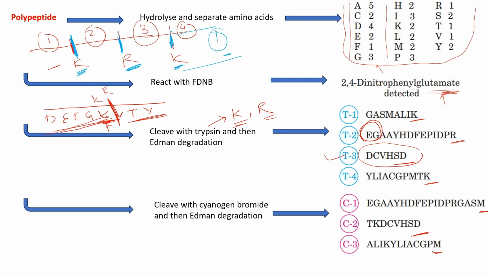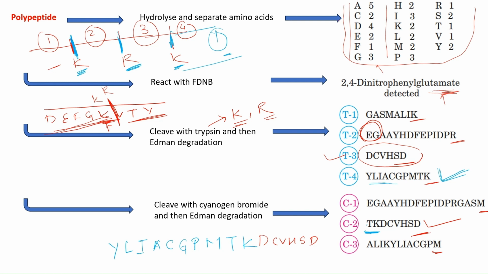T3 is the last fragment, we know. So let's write it here. Now with T3, from cyanogen bromide, which fragment is matching? C2. Correct? Because in C2 also D, S, H, V, C, D is there, and at this end TK is there. So we can write K and T here. Now from trypsin again, where can you find TK at the last? T4. So we can continue here. M, P, done. So up to Y it is done.